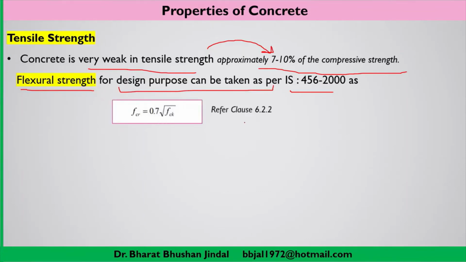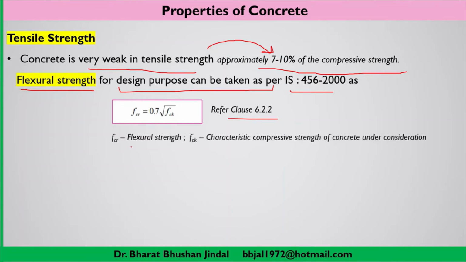And that formula is in clause number 6.2.2 of IS 456, where fcr is equal to 0.7 square root of fck. fcr means flexural strength and fck is the characteristic compressive strength of concrete under consideration. That means if you have concrete of M40 grade, then fck will be 40 MPa, and you put the value here, you will get some value for the flexural strength which you can utilize in design of the structure, design of RCC structure.